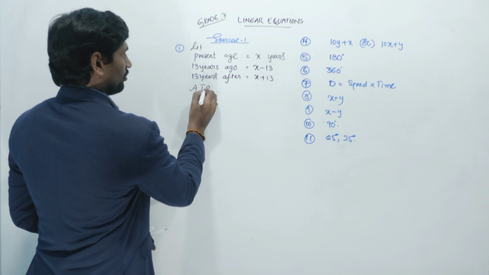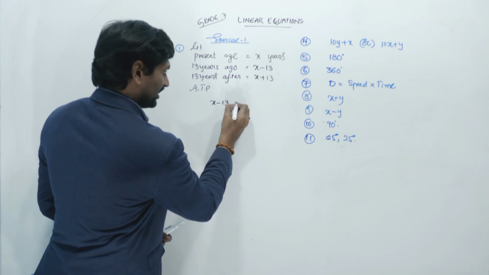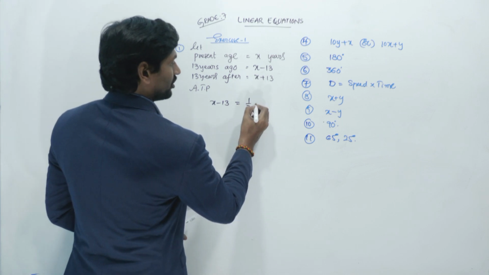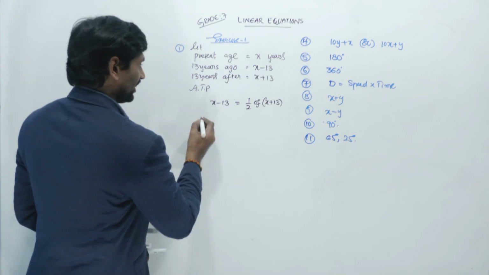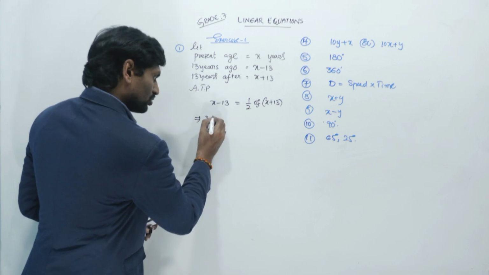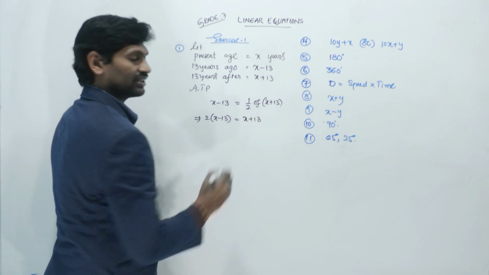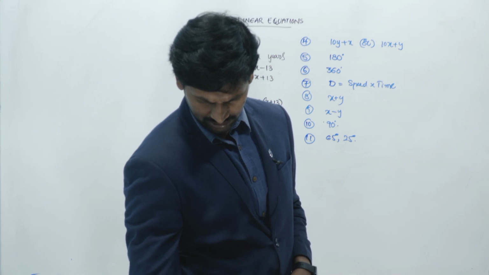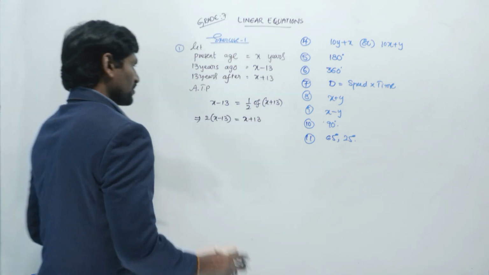Now according to the problem, her age 13 years ago, that means X minus 13, is half of her age after 13 years. Half means 1 by 2. So X minus 13 equals 1 by 2 of X plus 13. Here 2 is dividing, so when you transpose it, it multiplies. So 2 into X minus 13 equals 1 into X plus 13. Any other information given? Her age after 13 years, then her present age, right? That's it. Try to simplify this.